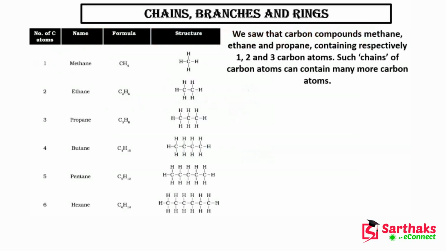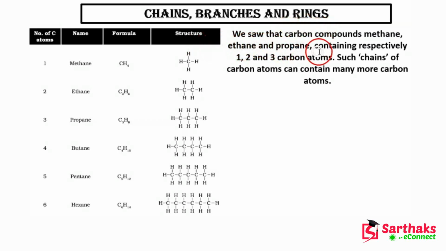So let's begin this lecture, and here we will talk about chains, branches and rings. I told you that carbon has the ability of catenation, so that's why it will form chains, branches and rings.